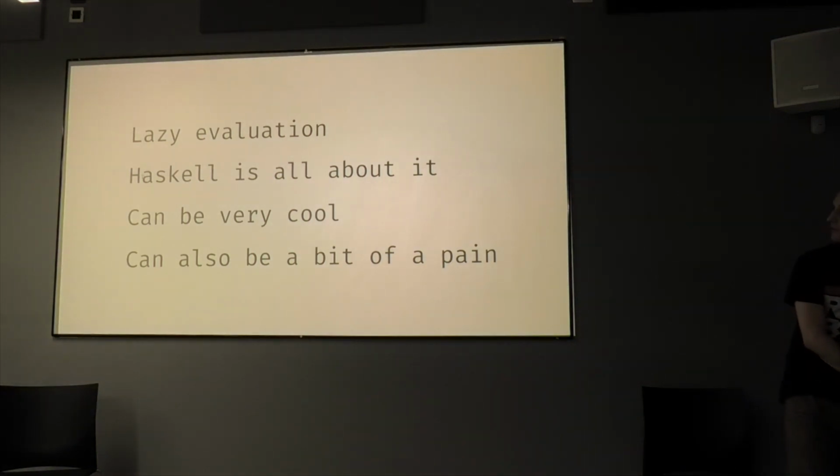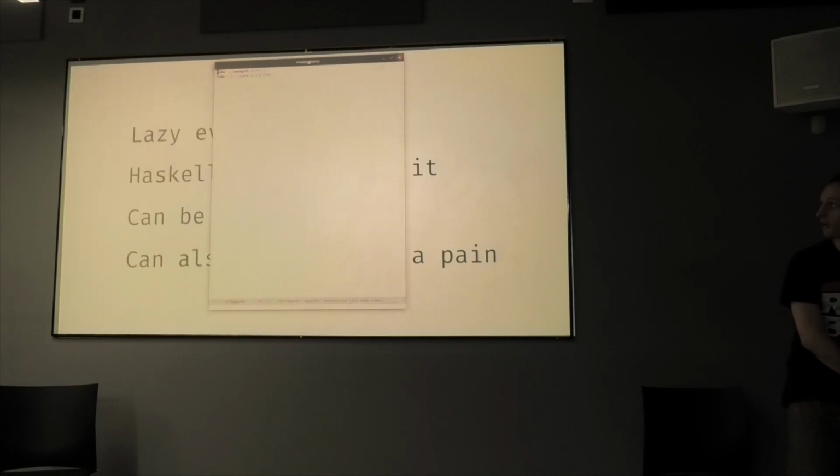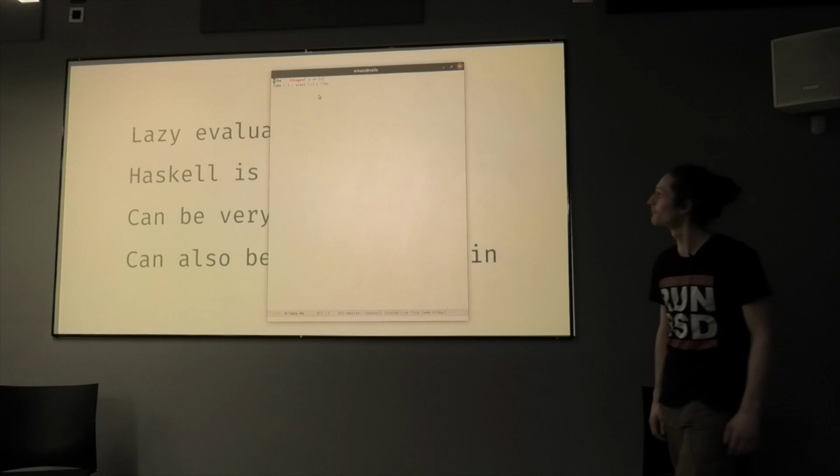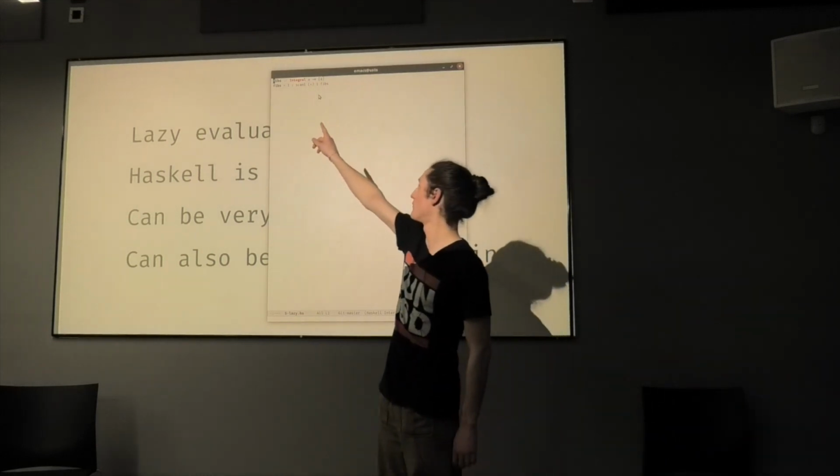And I have another example of lazy evaluation here. Lazy evaluation lets you use infinite data structures, which is very cool. So here, there's a tiny bit of code, but this is actually defining all of the Fibonacci numbers.